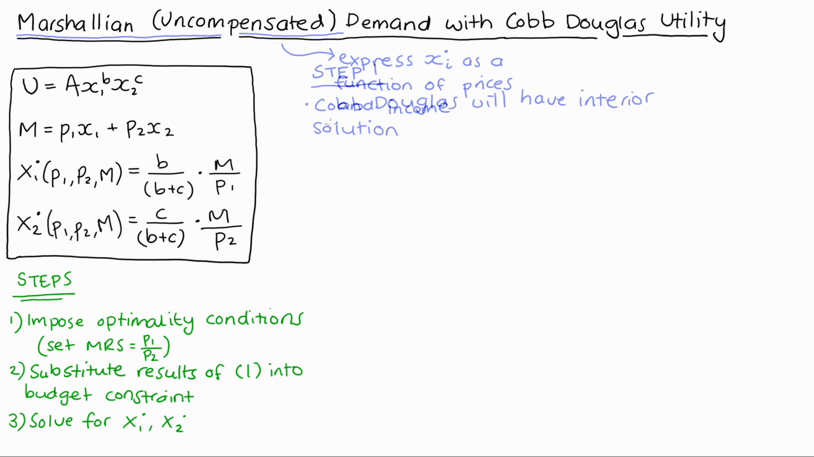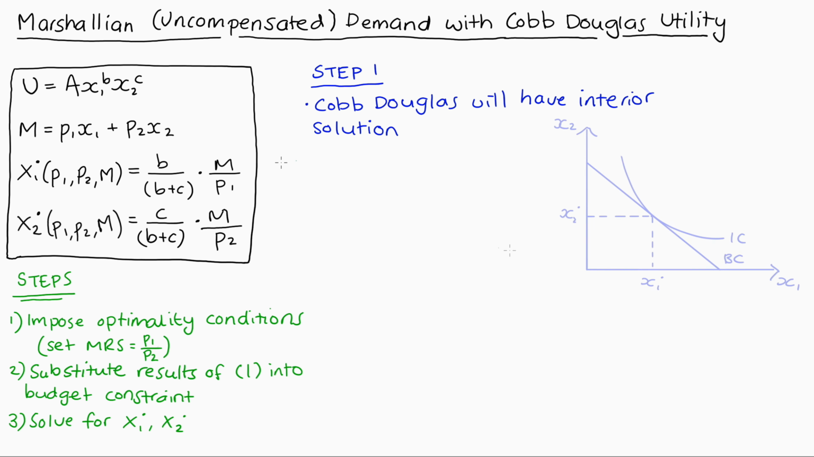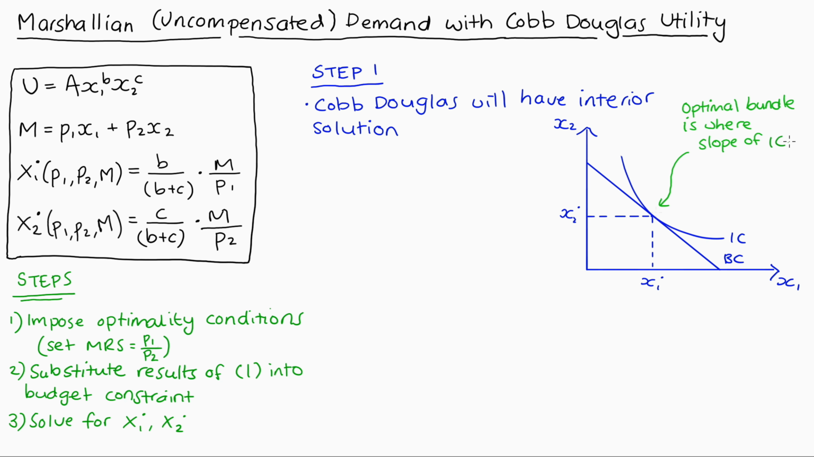Cobb Douglas is always going to have an interior solution where the optimal bundle will be where the slope of our indifference curve, which is the negative of our marginal rate of substitution, is equal to the slope of our budget constraint, which is the negative of the price ratio. So the negatives cancel out here, so this reduces to the condition that I described before. The MRS itself is found by taking the ratio of the marginal utility of good 1 divided by the marginal utility of good 2. So let's find these marginal utilities first.